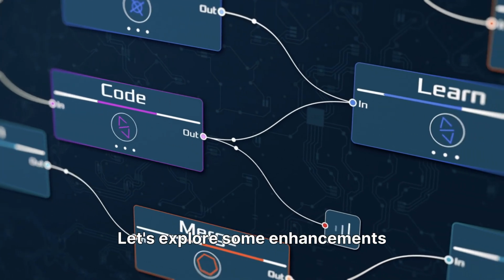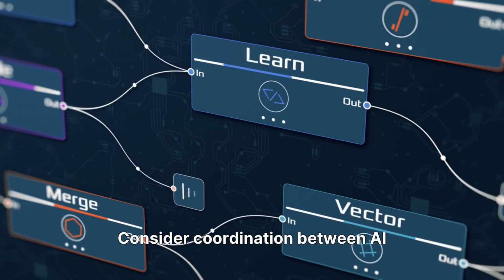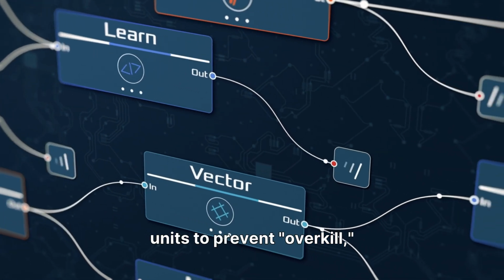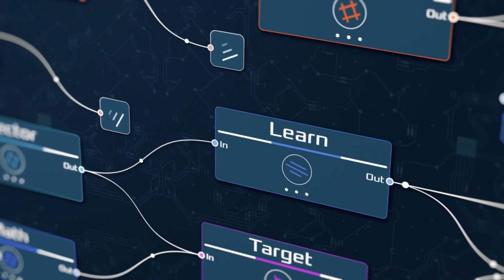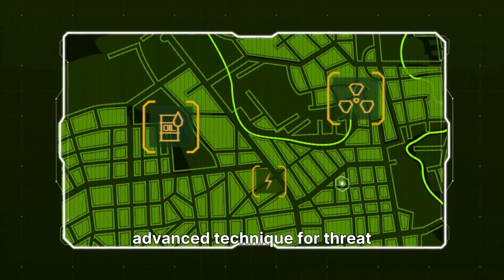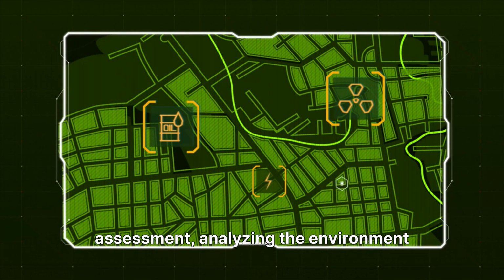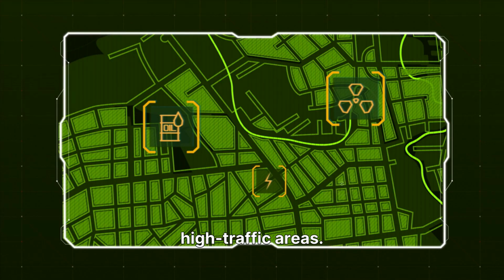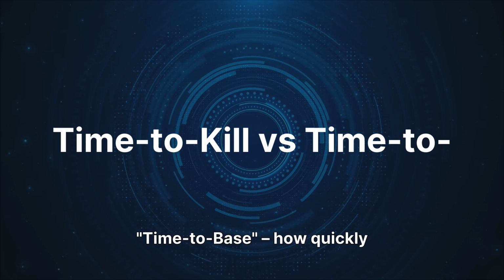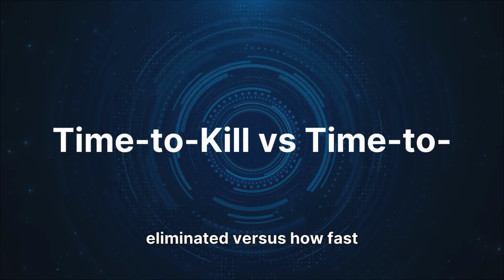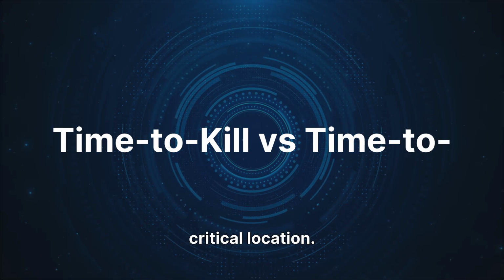Let's explore some enhancements and tips. Consider coordination between AI units to prevent overkill, where multiple units target the same weak enemy. Influence maps are an advanced technique for threat assessment, analyzing the environment for enemy clusters and high-traffic areas. Factor in time to kill versus time to base, how quickly a unit can be eliminated versus how fast it can reach a critical location.